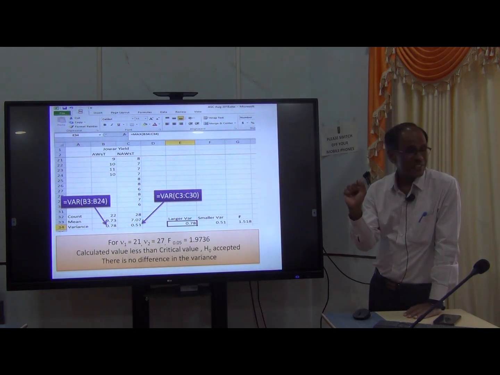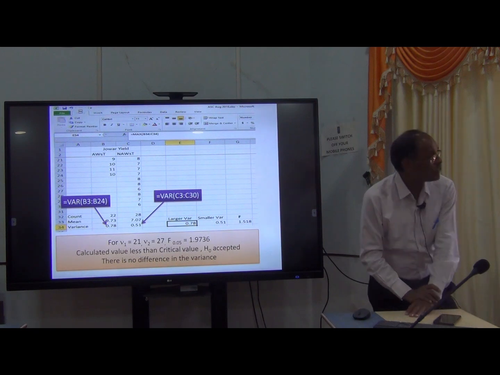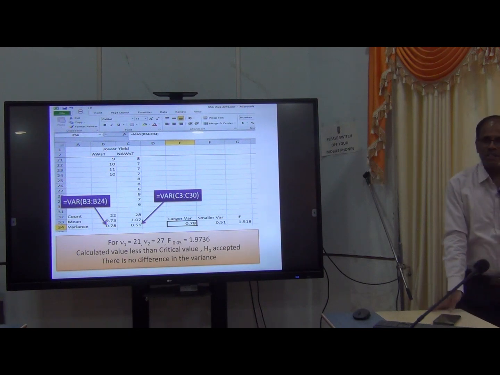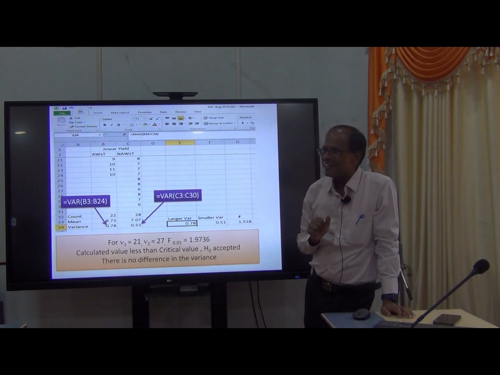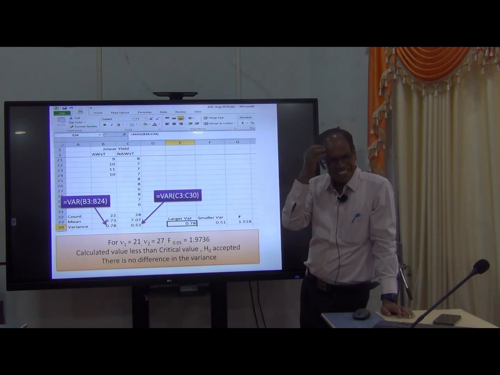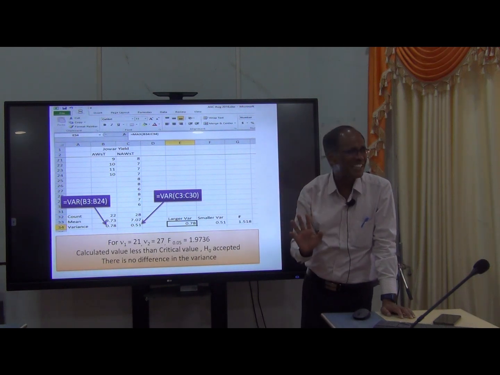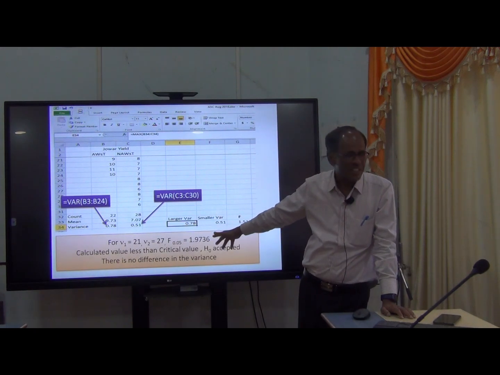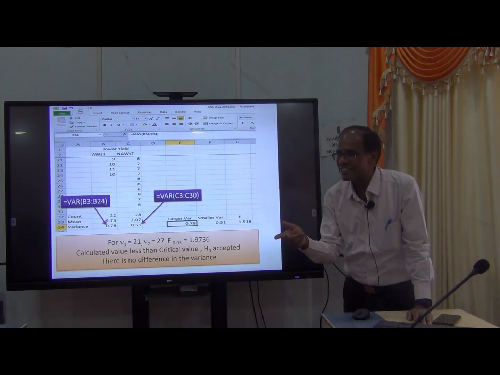I tell you, 99% of researchers don't do it. Before going for the t-test, you have to do it. Otherwise, how do you decide? Even in the Excel menu there are two options: t-test assuming equal variance, and t-test assuming unequal variance. Which one do you select? If you want the right inference, do this F test, draw the conclusion, and based on that decide whether to use the t-test assuming equal or unequal variance. Could you follow me?